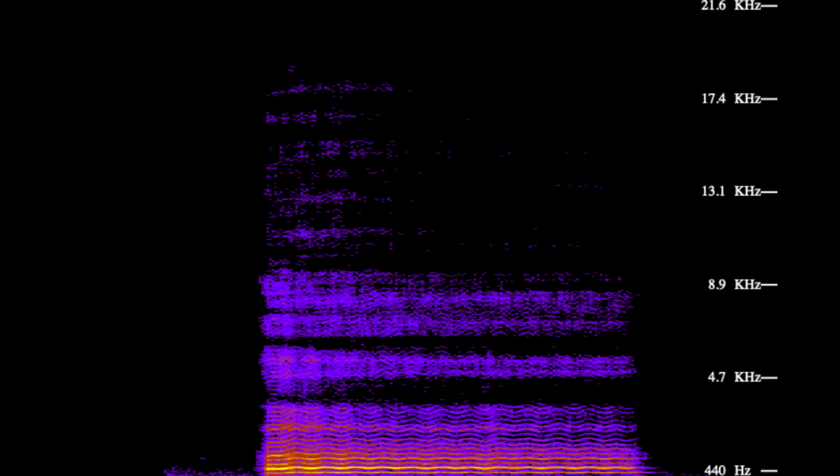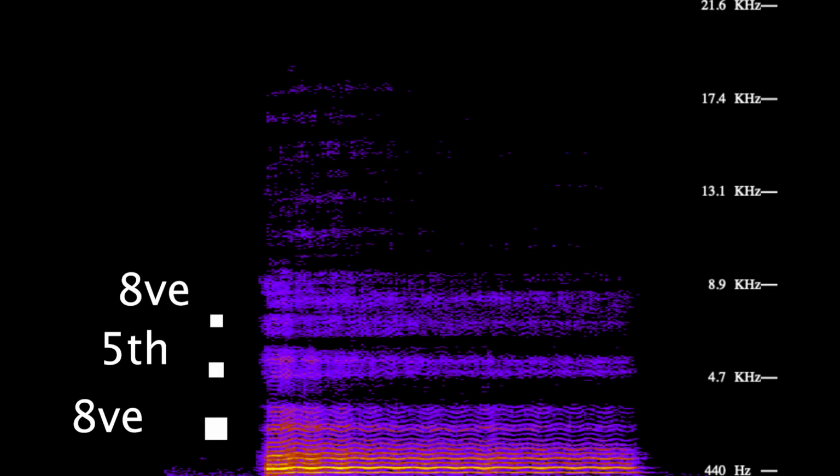Here's me singing an A put through a spectrogram. These are the dominant partials, and oh, look at that. It's the first 3 partials of the overtone series. Now, different voices will have different partials that resonate more, and that's what gives our voices their unique colour.